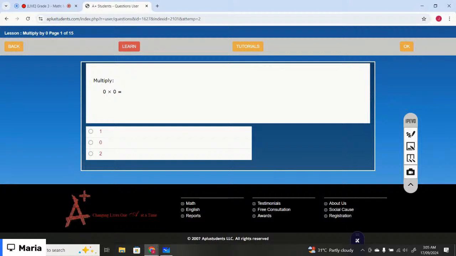0 times 0 is 0. Any number it is, if you are multiplying it with a 0, the answer is always a 0.